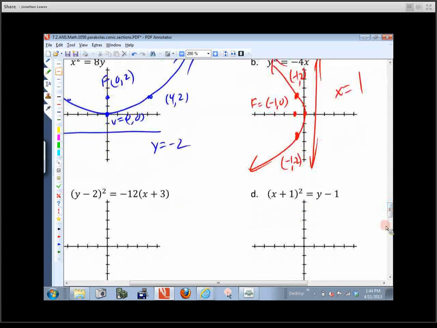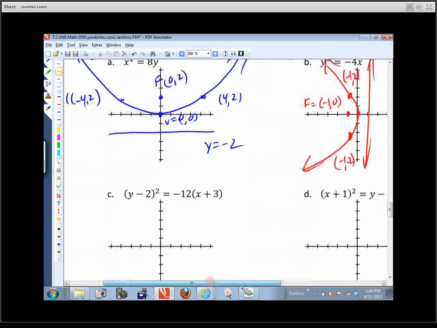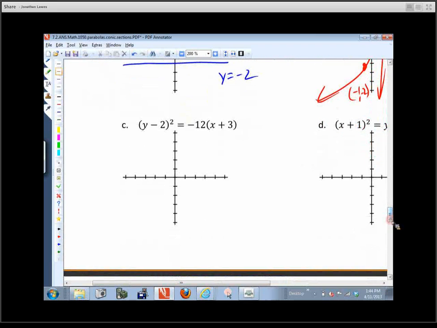Okay, good there? Okay, let's take a look at this one. These get a little bit more interesting, and then we're going to do ones where they describe it, and we have to come up with an equation. A little bit more difficult than the other one we did there. Okay, take a good look at this.